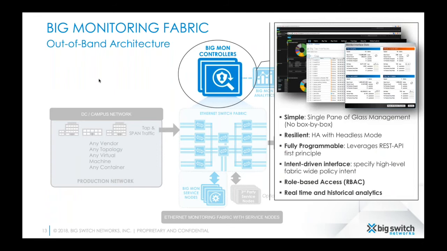So let me quickly talk a little bit about the various important pieces of this architecture, and then we go straight into GTP correlation. So the controller is REST API based, fully programmable. It's resilient because you have HA. We support headless mode in case the controllers do end up going away or getting disconnected from the fabric. The fabric still works, so it's very resilient.